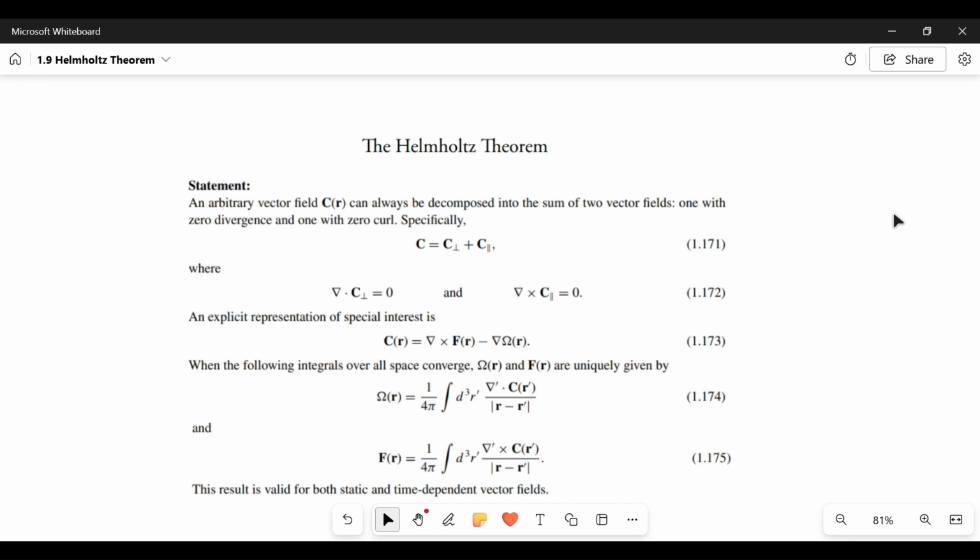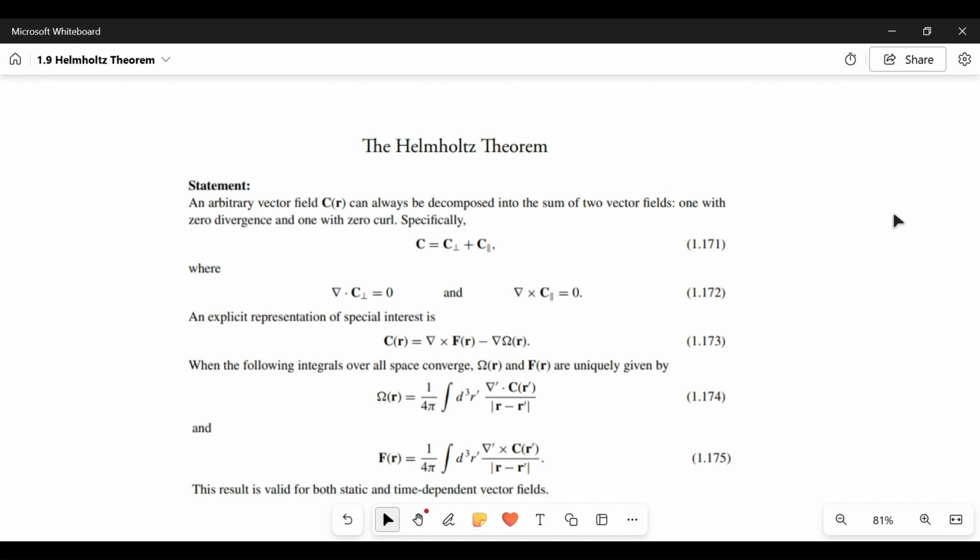A very important theorem in electromagnetism is Helmholtz theorem. Helmholtz theorem states that an arbitrary vector field C of R can always be decomposed into the sum of two vector fields, one with zero divergence and one with zero curl.